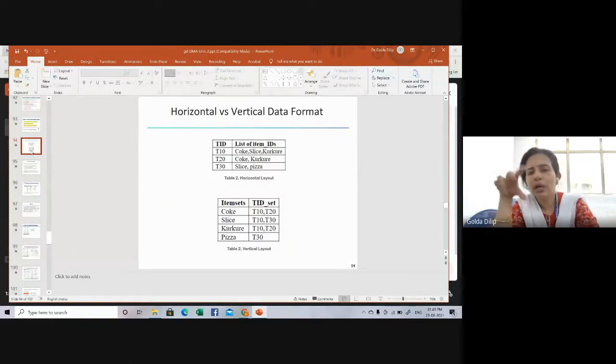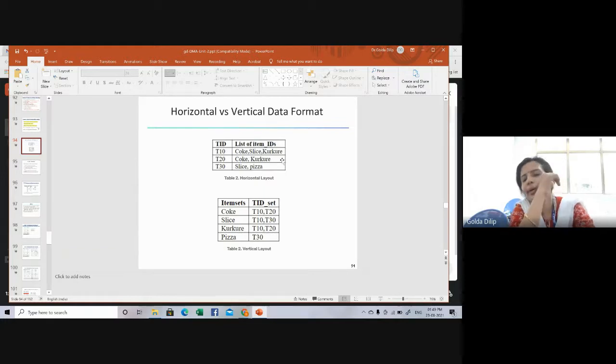Okay, so these are the two commonly used formats. Among these two, the most commonly used format is the horizontal data format. Horizontal data format is what is being shown in the first table here, where you have the transaction ID, also called the TID, and the list of items occurring in the transaction. For example, in transaction T10, Coke, Slice, and Kurkure are bought together.